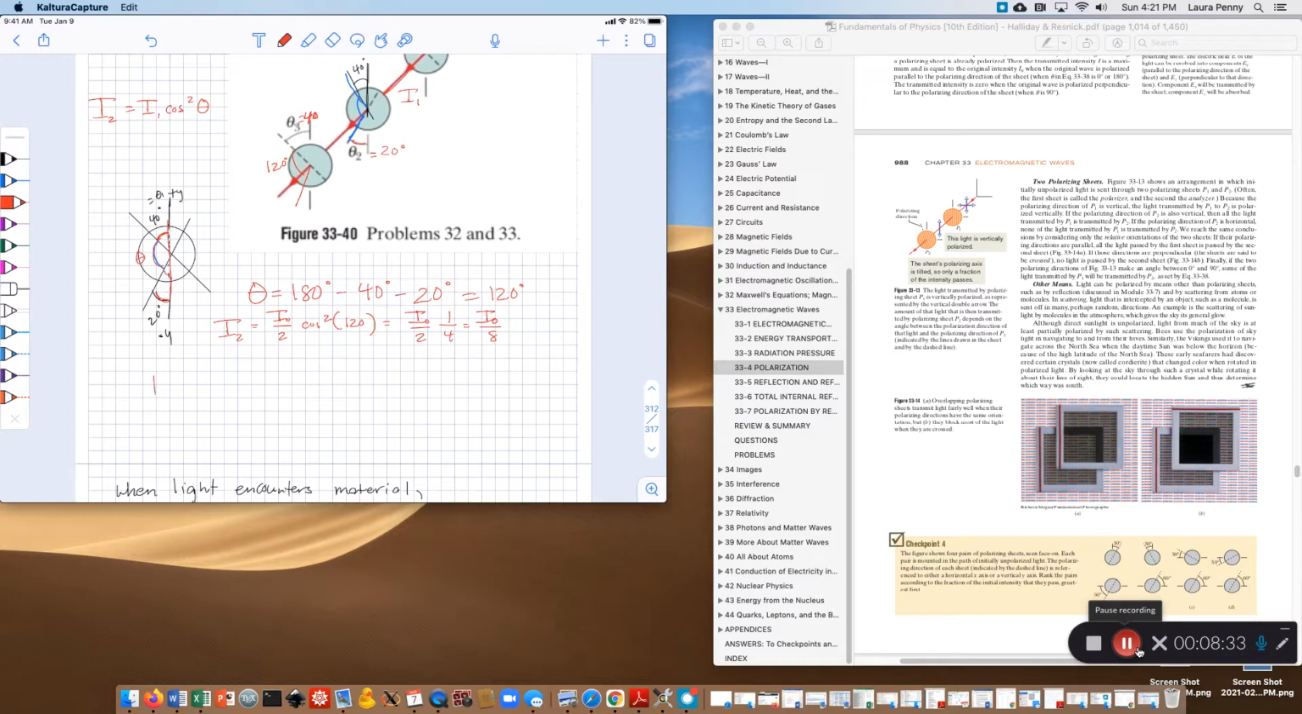So once again, now I3 is I2 times the cosine squared of 120. I2 is I naught over 8. Cosine of 120 squared again is going to be 1/4, and so this is I naught over 32.